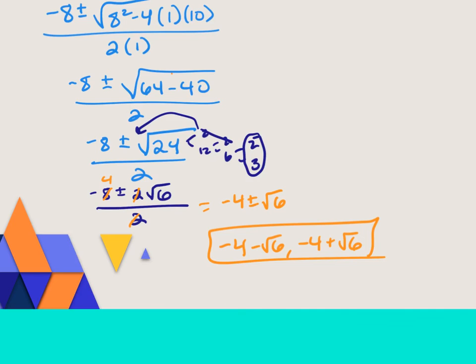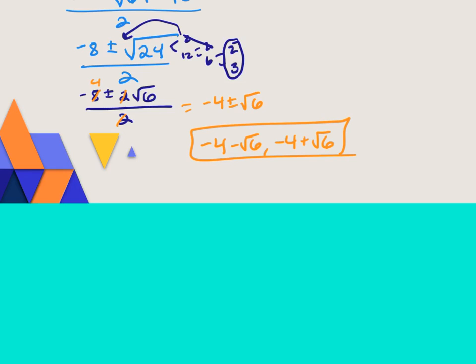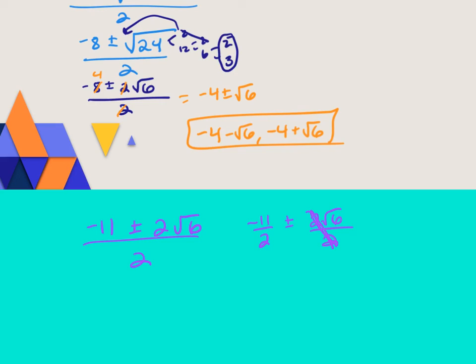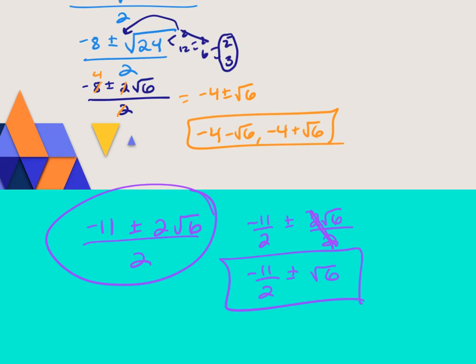Do they all have to be divisible by 2 to cancel it, or can just one of them be divisible by 2? Good question. So if I had something that was like negative 11 plus and minus 2 root 6 over 2, I can't keep it as 1 and cancel these. I can, however, split them and reduce just that side. So it'd be negative 11 over 2 plus and minus root 6. So unless they are all 3 divisible by the same number, you can't just divide into part of it. You'd have to split it. Okay, thank you. You're welcome.